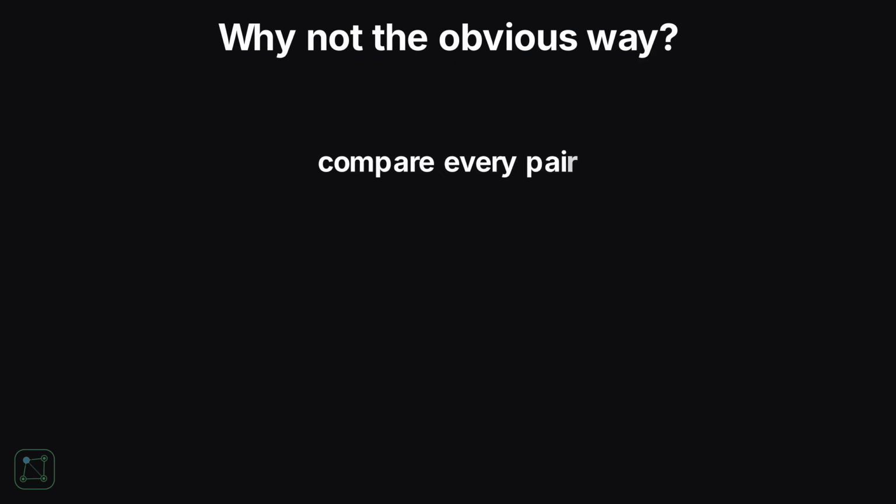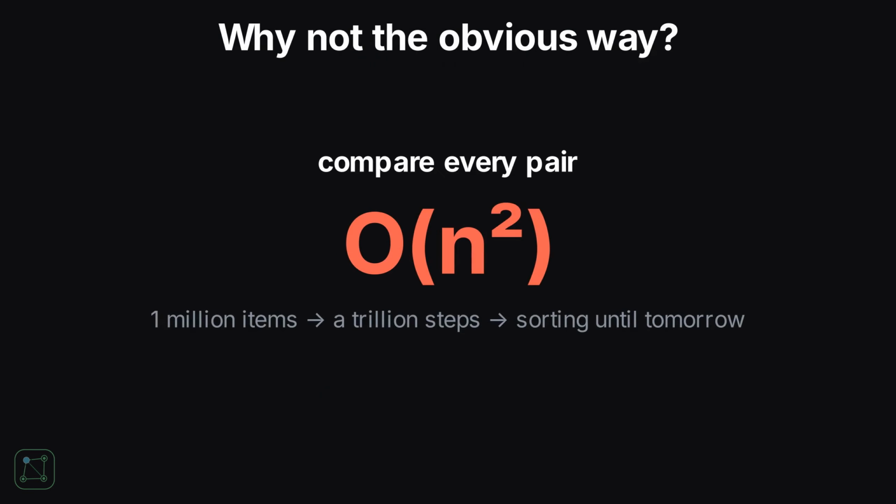First, why not the obvious way? The naive sort compares every item to every other, a loop inside a loop. That's O of n squared. For 100 items, 10,000 steps, fine. For a million items, a trillion steps. Your laptop would still be sorting tomorrow.